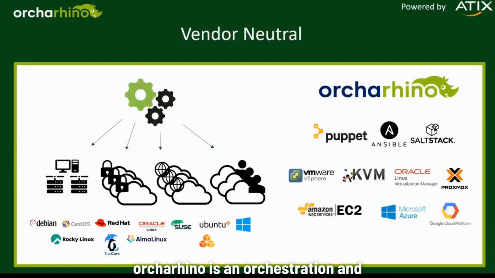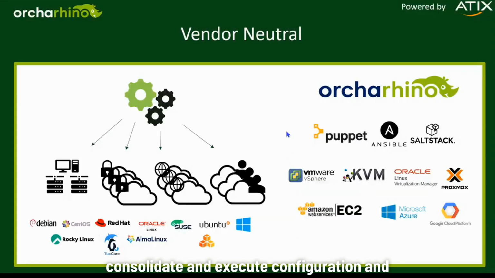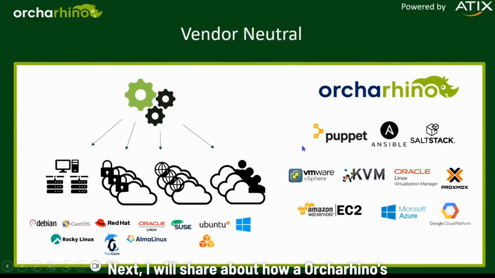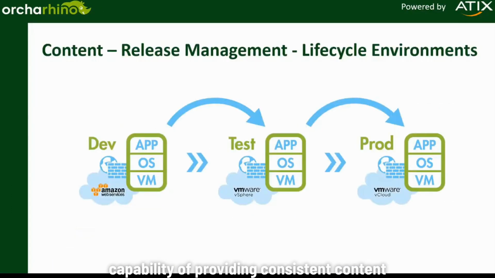Orcharhino is an orchestration and automation Linux management solution that supports many different Linux distributions that are Red Hat based and non-Red Hat based, as well as SUSE, and it also provides a way to consolidate and execute configuration and provision management. Next, I will share about how Orcharhino's capability of providing consistent content management across lifecycle environments can be executed.